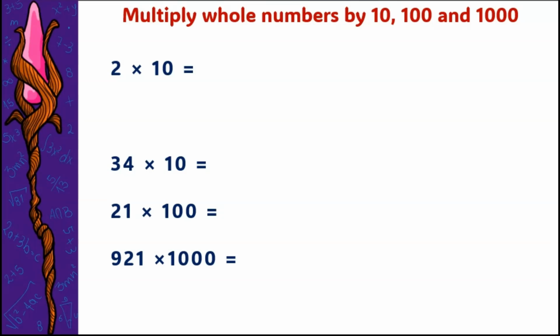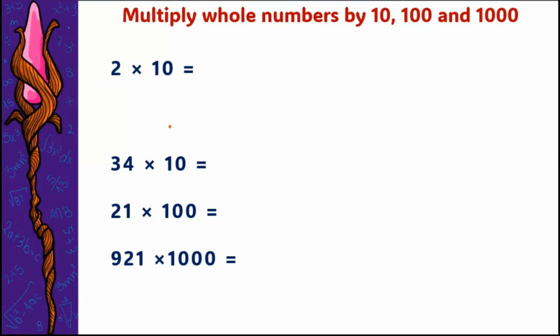Today we are going to learn how to multiply and divide whole numbers and decimal numbers by 10, 100, and 1000. Let's start with the easiest part, multiplying whole numbers. Let's take this 2 and multiply it by 10. When we multiply a number by 10, that means we make the number 10 times bigger.